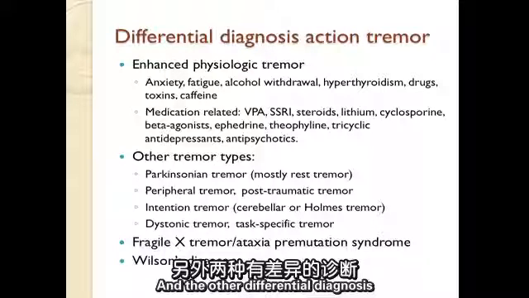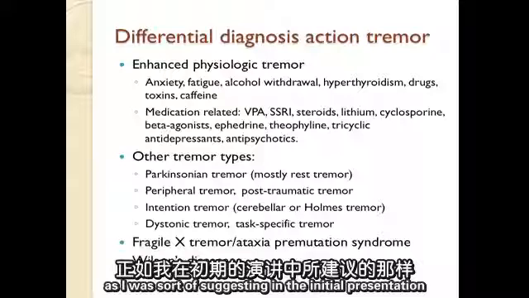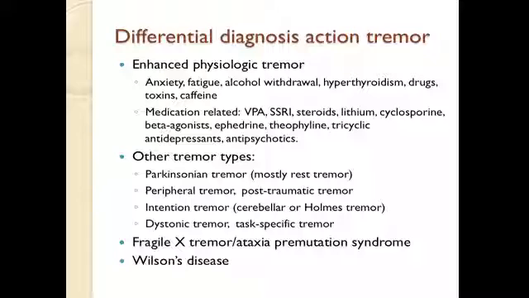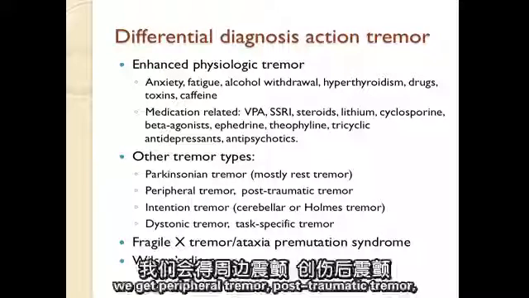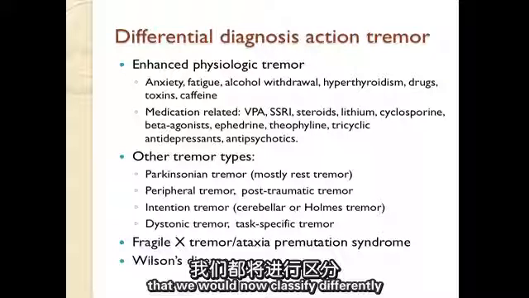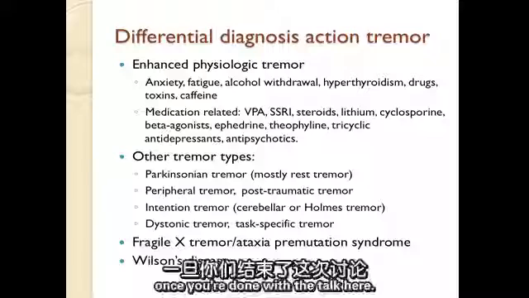And the other differential diagnosis, as I was sort of suggesting in the initial presentation, is that we get rest tremor confused with this, particularly with its reemerging component. We get peripheral tremor, post-traumatic tremor, intention tremors, dystonia, all these other types of tremors that we would now classify differently once you're done with the talk here.